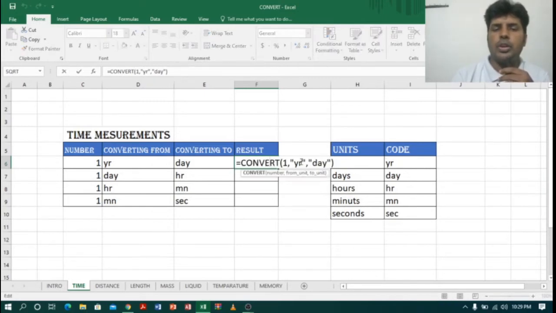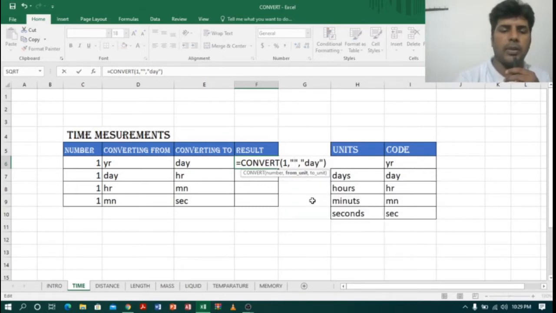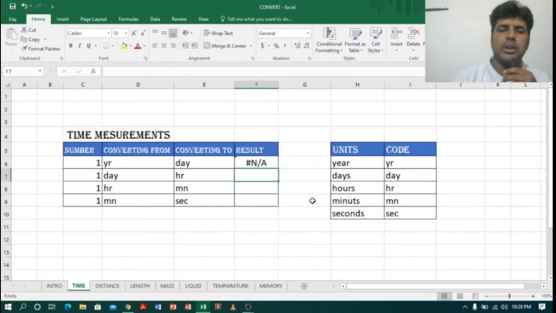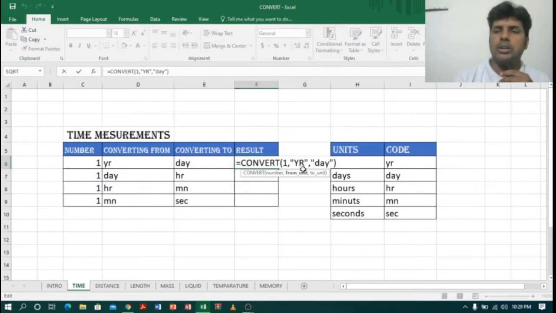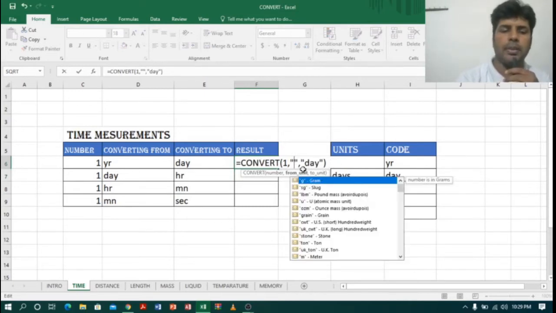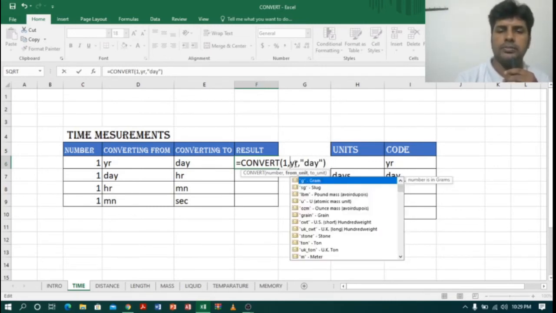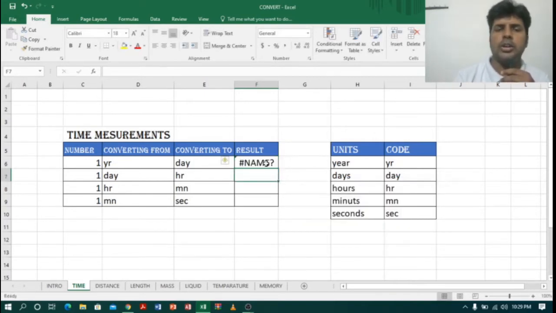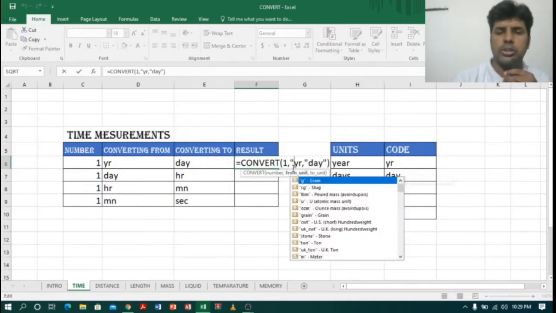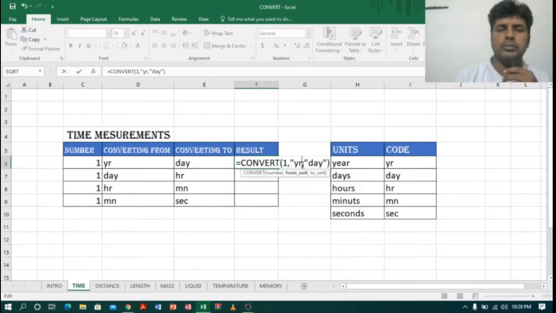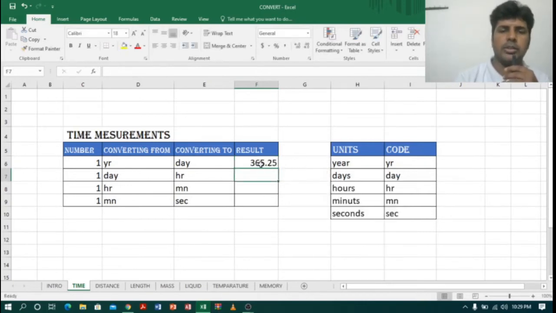Suppose you write YR in capitals, let us see what happens. If I type YR in capitals and enter, it is showing an error. That means our codes are case sensitive, so we have to type yr in small letters, then only it will accept. Suppose you don't write the quotations, let us see. I will remove the quotations and enter. Again it is showing an error. So let me keep the quotations for the yr again, enter. Nice, now it is working.